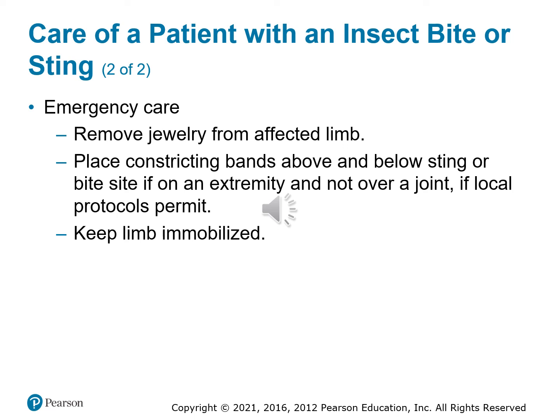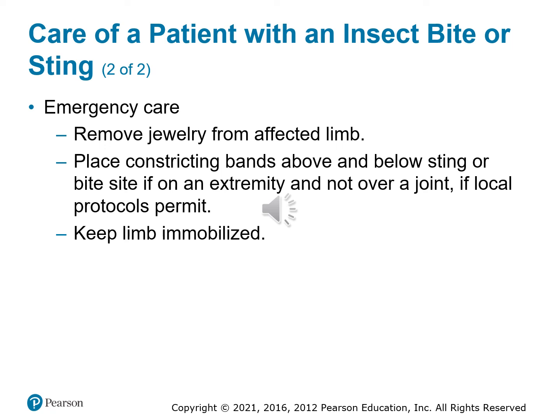There may be a couple situations, and your book talks about it, but it's in specific high-risk bites or stings from animals like scorpions or black widows, in which you may, with local protocol approval, or if you contact medical control and get their approval, place constricting bands above and below the sting or bite site, if it's on an extremity but not over a joint. The goal from this is to keep the venom from spreading. And basically the bands are going to be 3/4 of an inch to 1.5 inches wide. They're not going to be tourniquets.